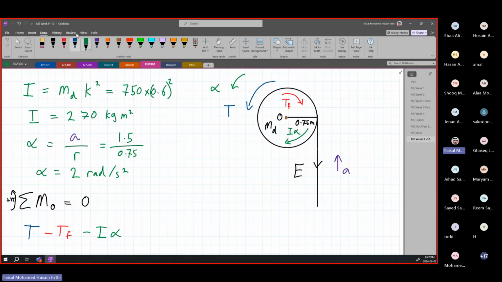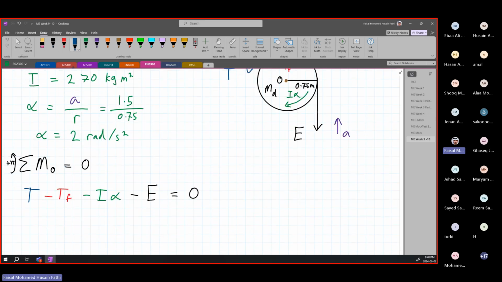And then we have our last thing, which is our E. Our E is pointing downwards. All right. Our E is in the downwards direction. So it is causing a clockwise moment, meaning it is also going to be minus E, which is equal to 0.